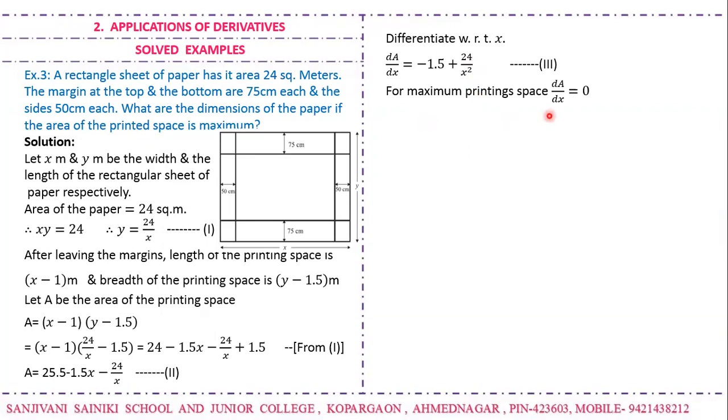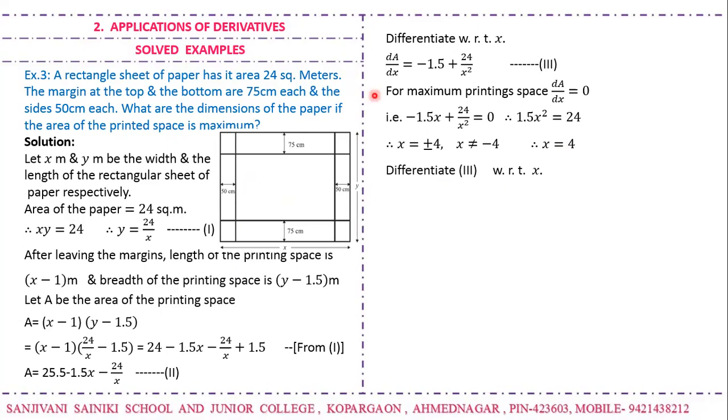Now for the maximum value, this first derivative must be equal to 0. So we get 1.5x square is equal to 24. After simplifying, you get x is equal to plus or minus 4. But x cannot be minus 4 because it is a length, and length is never negative. So we take x equal to plus 4 only.